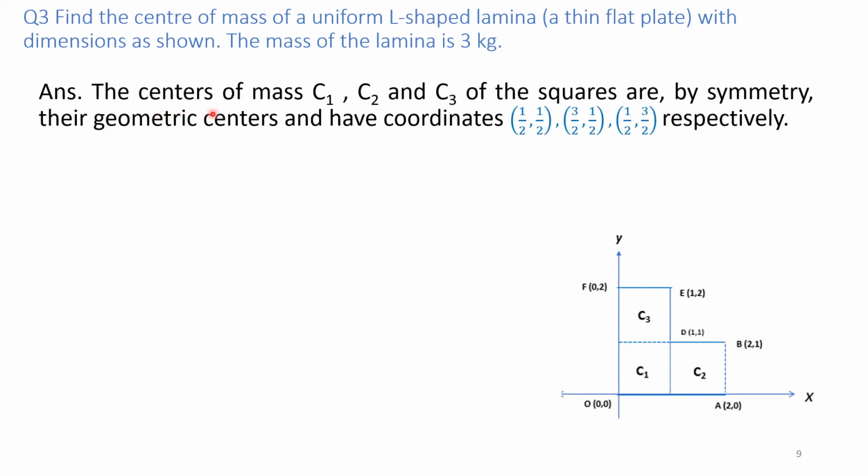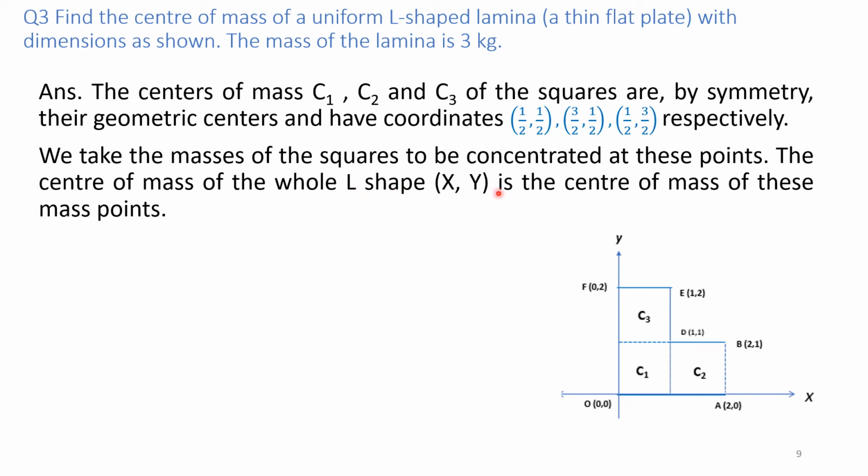Answer. The centers of mass C1, C2 and C3 of the squares, by symmetry, are their geometric centers and have the coordinates (1/2, 1/2), (3/2, 1/2) and (1/2, 3/2). C1, C2 and C3 are symmetrical squares, so their center points will be: here x is 1/2 and y is 1/2, here it will be 3/2 and 1/2, and here it will be 1/2 and 3/2 respectively.